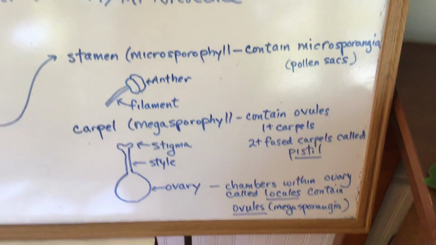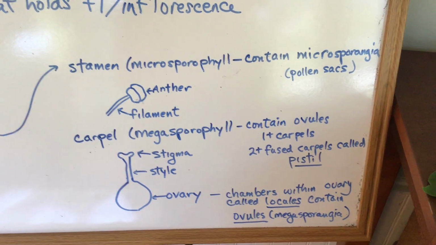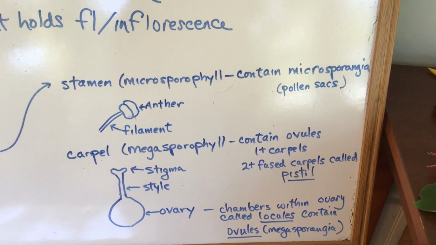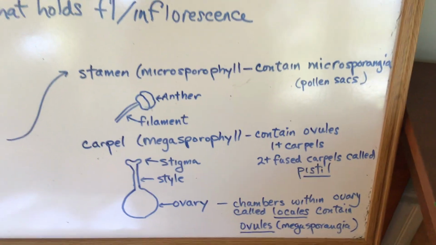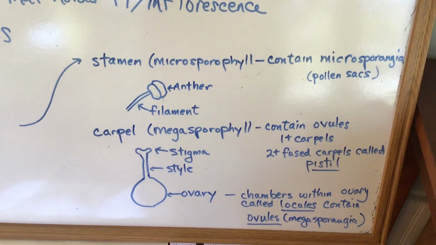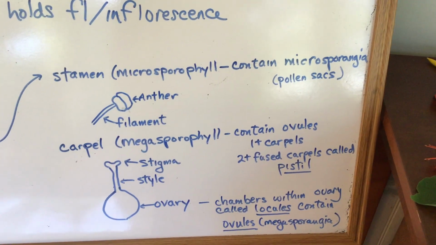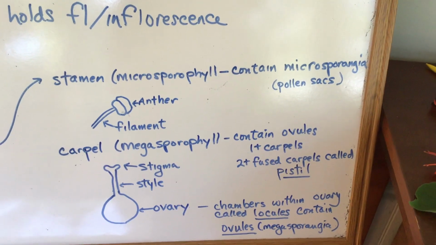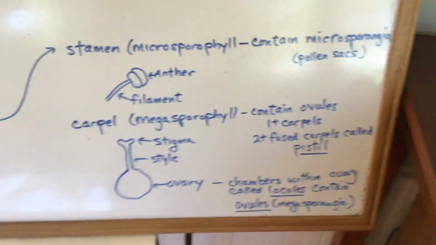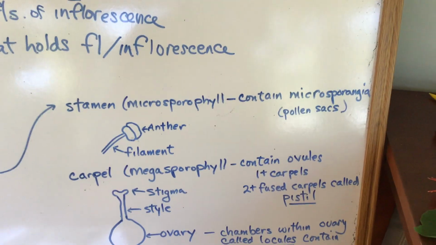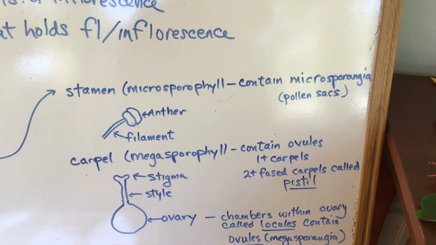So the stamen has a filament and an anther. The anther is the part that contains the pollen sacs, which are also called microsporangia, that are found in the microsporophyll. The microsporophyll is referring to the structure. The sporangia is referring to the cells that are going to give rise to the microspore that is going to be the pollen grain. Okay, so the carpel, and later on when you do life cycles in botany too, you're going to talk a lot more about that. So this is just kind of an introduction.